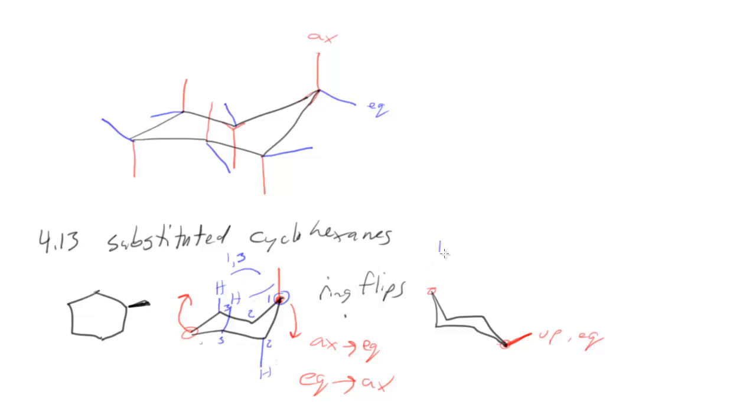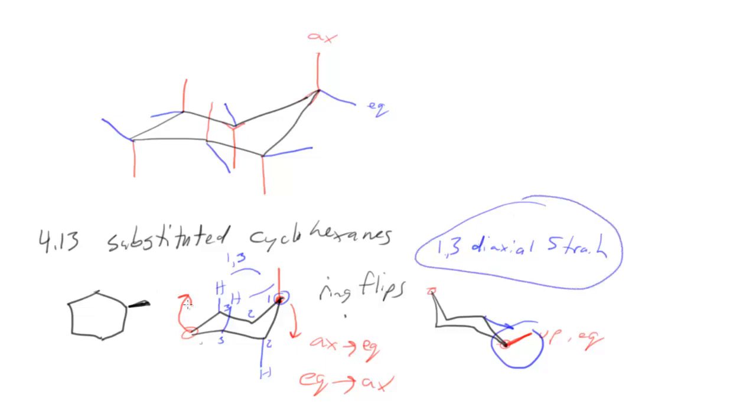So we call this 1-3 diaxial strain. It doesn't exist in an equatorial. Because if I look over here, my one equatorial on this side is going up. The equatorial on this side is actually going down, away from that one. So they're not in the same space at all. So 1-3 diaxial strain is going to cause things to not want to be in the axial position.